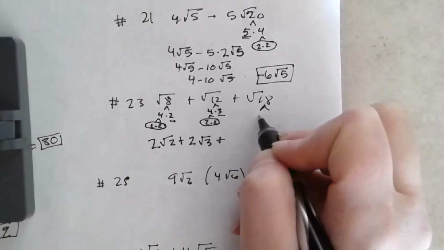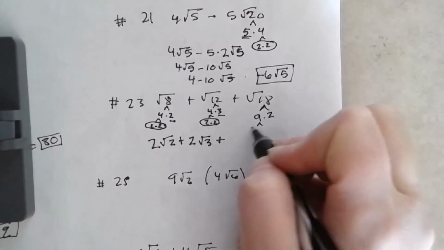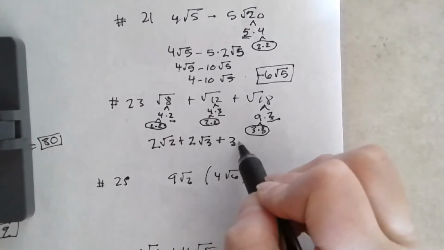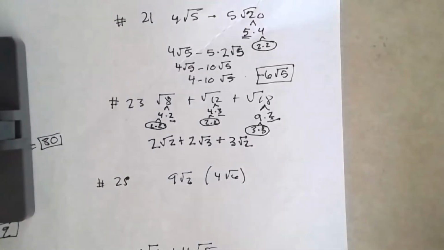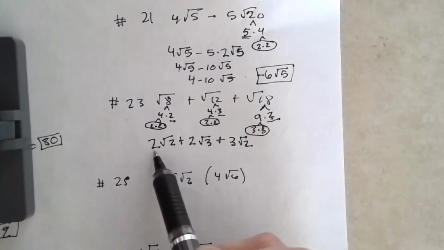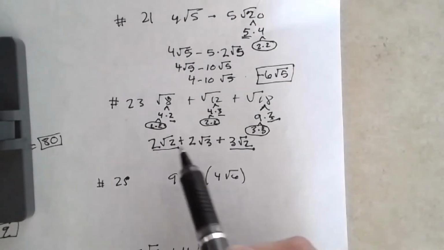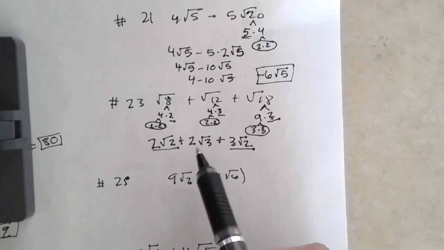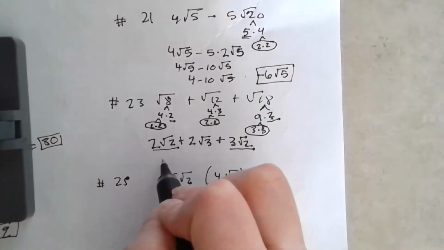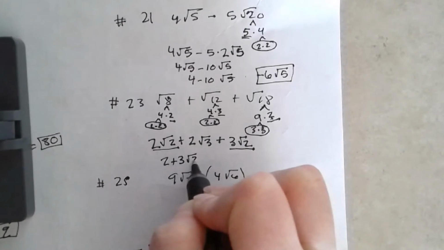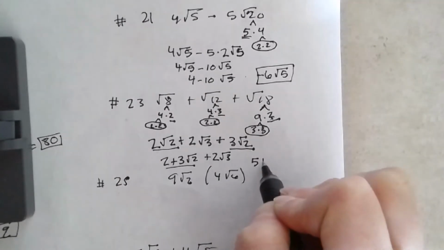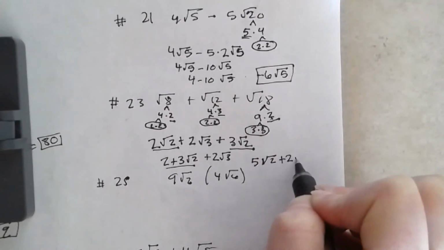Well, 18 is 9 times 2, and 9 is 3 times 3. So in this case, I have a pair of 3's with a 2 left over. So I have 3 square root 2. Okay, looking at this, I have 2 square root 2 and 3 square root 2. These two are similar terms because they're both square root 2. This one is not because of this square root 3. So I could take 2 plus 3 square root 2 plus 2 square root 3. Okay, right here I could do 5 square root 2 plus 2 square root 3.